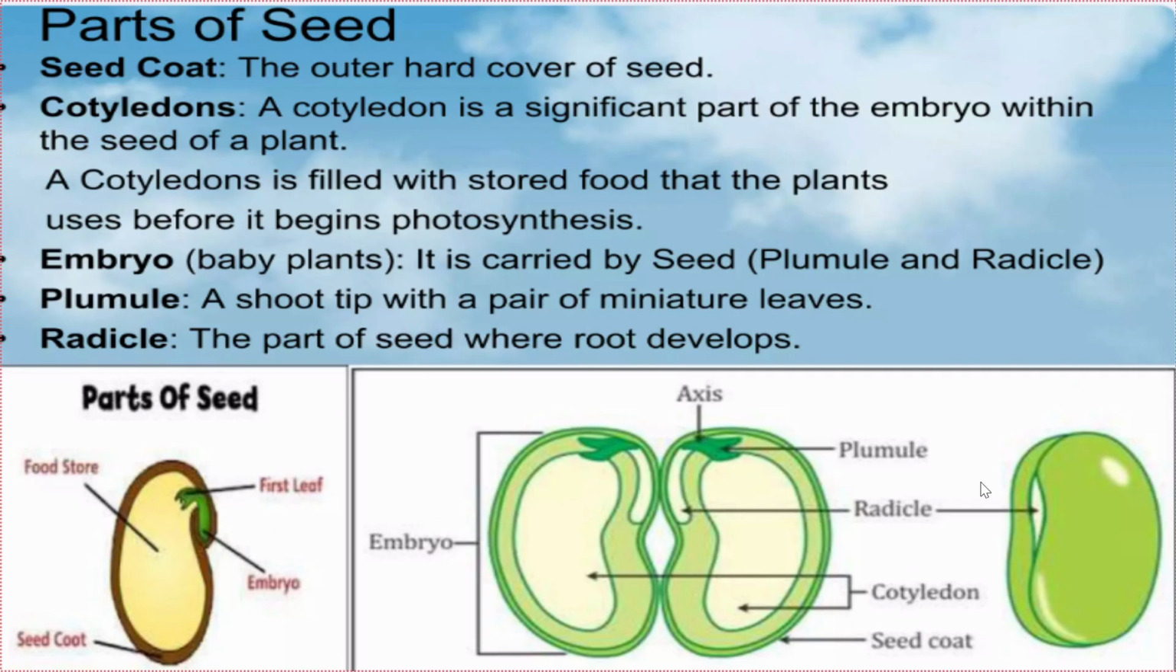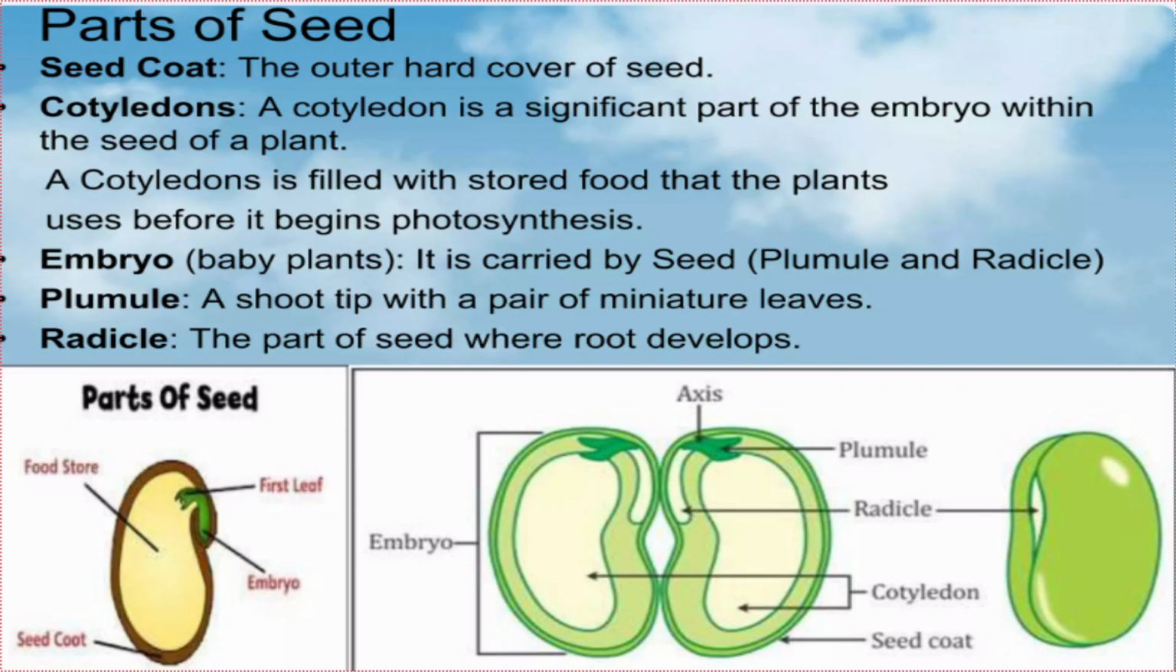Now, do you think that there can be two cotyledons in a seed? Yes or no? Yes, there can be. The seeds with two cotyledons are called dicot seeds, while the seeds with one cotyledon are called monocot seeds.